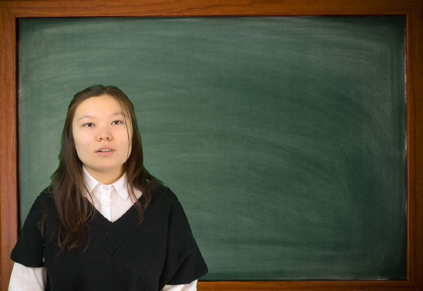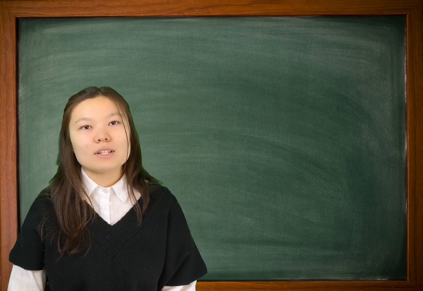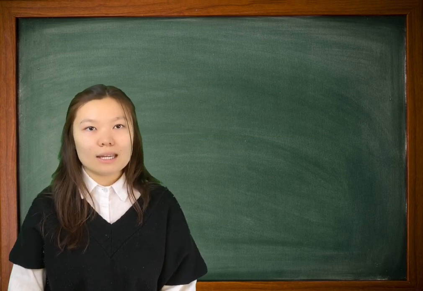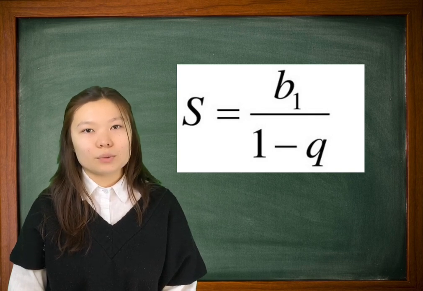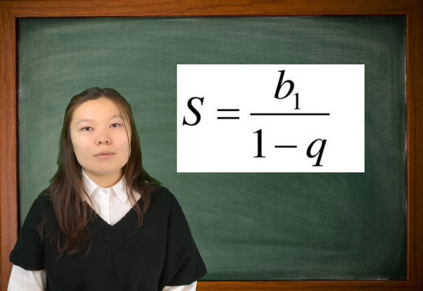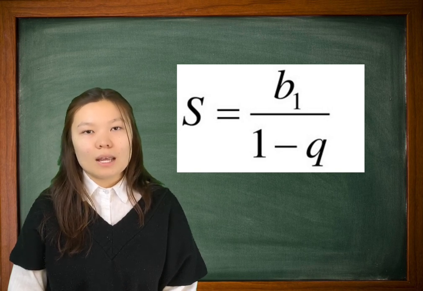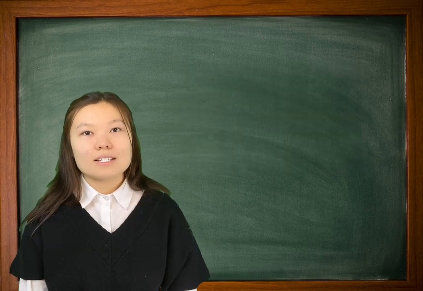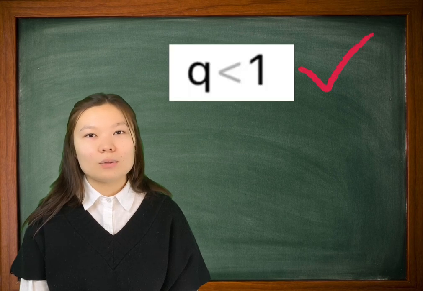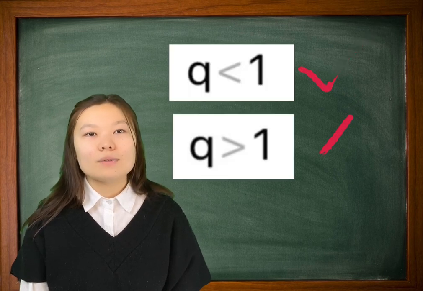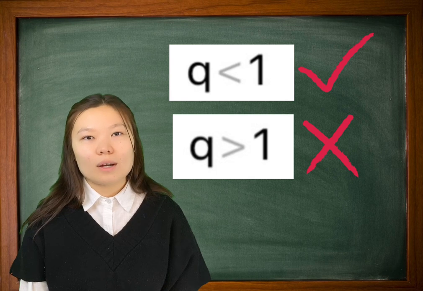The general formula for finding the sum of an infinite geometric sequence is S equals B1 divided by 1 minus Q, where S is the sum, B1 is the first term of the sequence, and Q is the common ratio. The geometric series converges to a sum only if |Q| is less than 1. If |Q| is greater than 1, the series doesn't converge, and it doesn't have a sum.